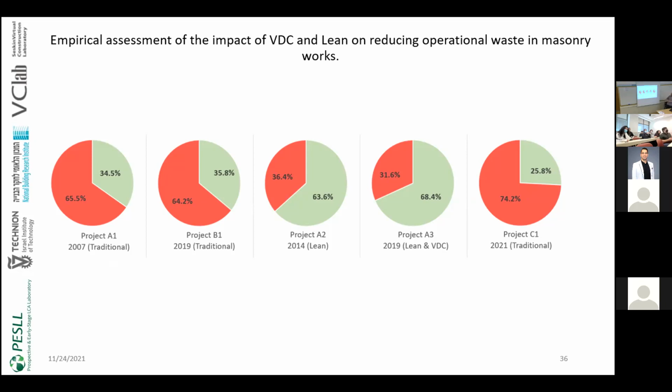Now, the second project, which is project A3 that implements VDC, the value-added activities improved up to 68.4%. Now, recently, I studied a new project, which is project C1.